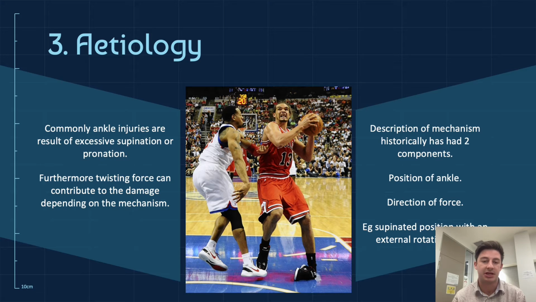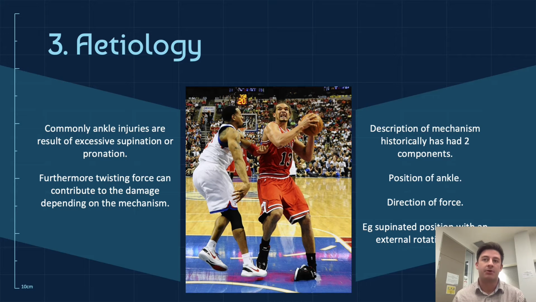So then etiology, the cause, which I feel a fair few people would be pretty aware of. As you can see in the image, commonly ankle injuries are a result of excessive supination or pronation, so that internal or external rotation, clearly a bit of excessive internal rotation going on here. And furthermore, twisting force can also contribute, and that just generally depends on the mechanism.